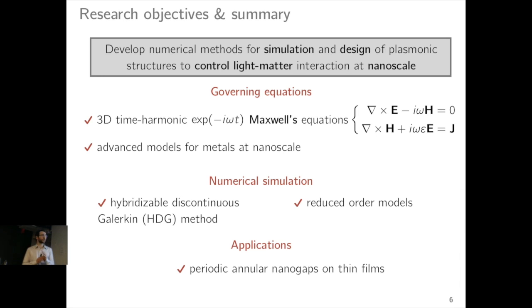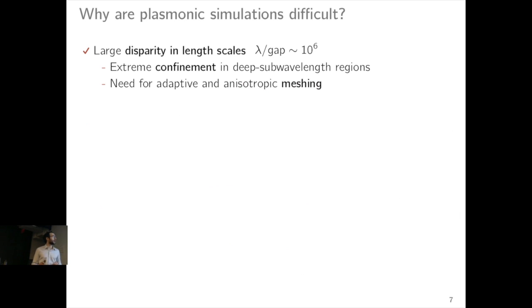In terms of applications, in this presentation, I'm mainly going to focus on a realistic structure, which is the periodic annular nanogap on a thin film. That has been present for very different plasmonic applications, and I'm going to be describing it in more detail later on in the presentation.